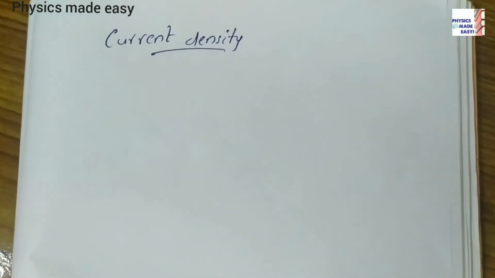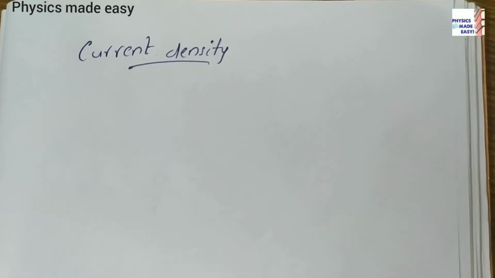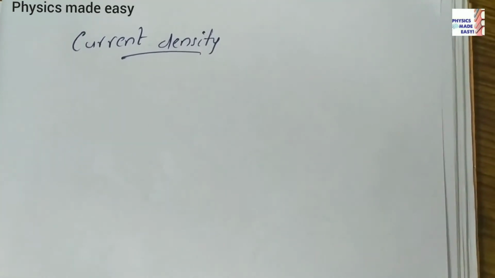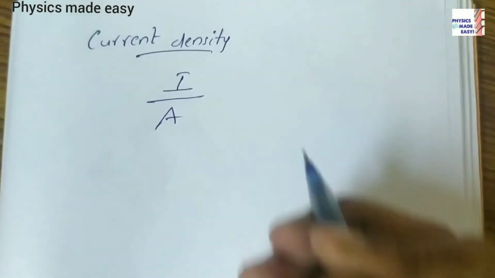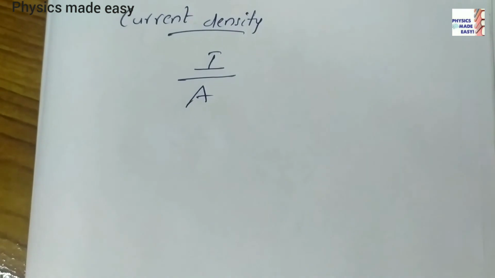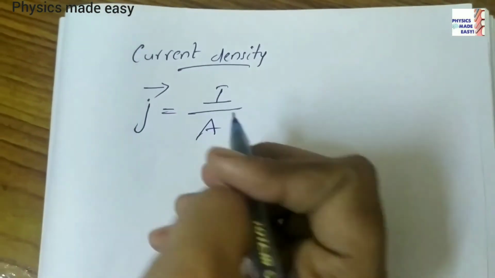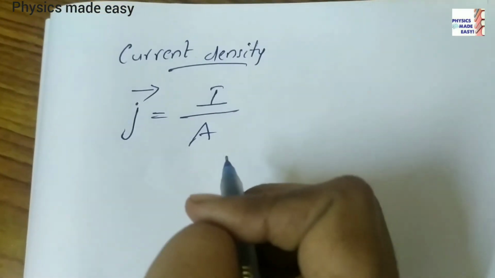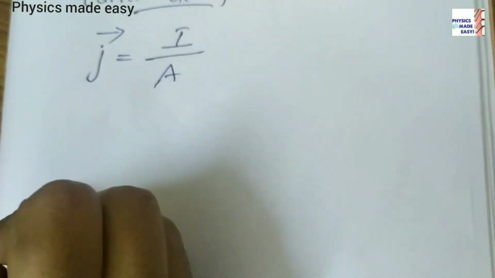Now current density. Current density is the amount of charge flowing per second per unit area normal to the flow of charge. Here we can take that as current per area. In current electricity, that is denoted by the letter J. This is a vector quantity, so we can write J is equal to I by A. We can take its direction as the same as that of the motion of the positive charge.